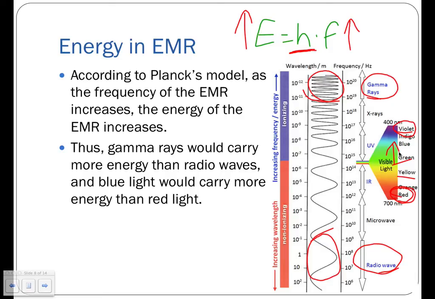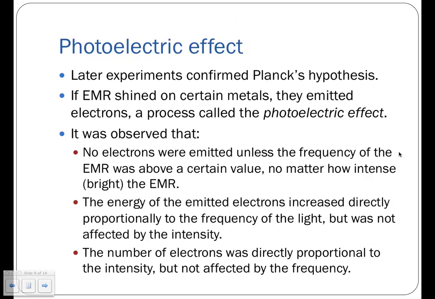So let's see if he's right. We need a little more evidence. And so for this evidence here, we have what's called the photoelectric effect. Basically the photoelectric effect works a little bit like this. If you have a piece of certain types of metal, sodium for example, copper also does this, but sodium is probably one of the more important ones here, and you were to shine light on that sodium, sometimes it'll cause electrons to be kicked off.